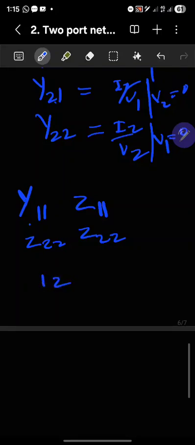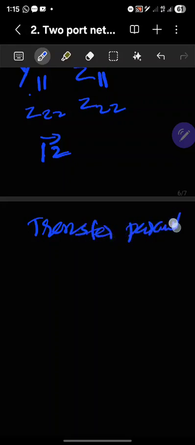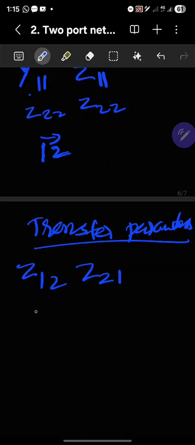Similarly, what is called 1 2? 1 2 means 1 is input, 2 is output. So this is a transfer from input. This is called transfer parameters. So what are transfer parameters? Z12, Z21, similarly Y12, Y21. All are transfers from input to output, or output to input.